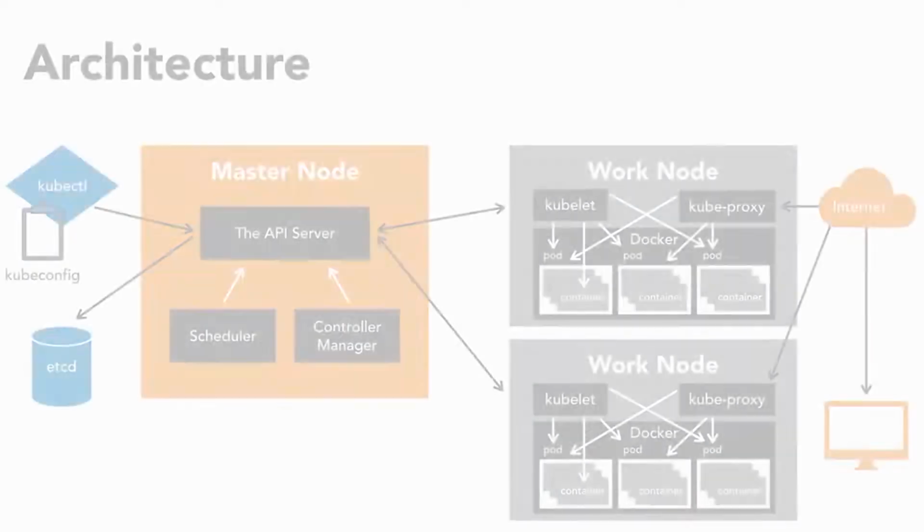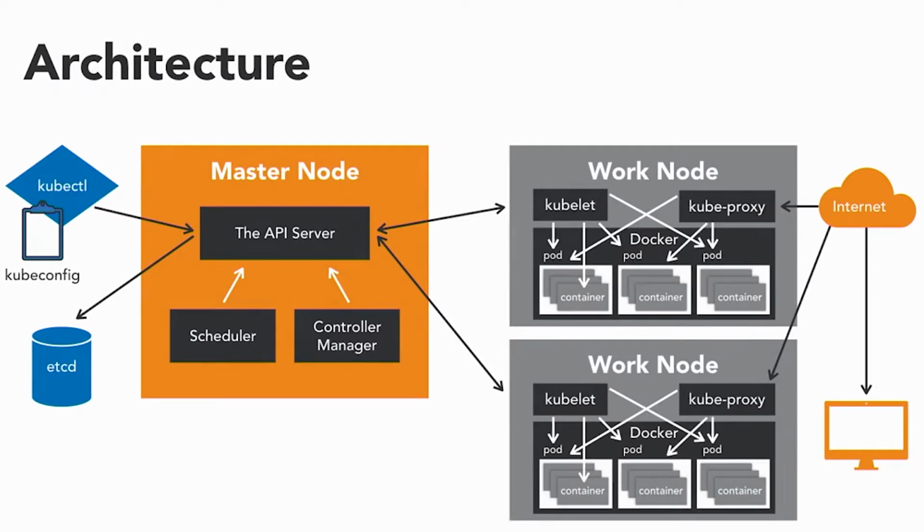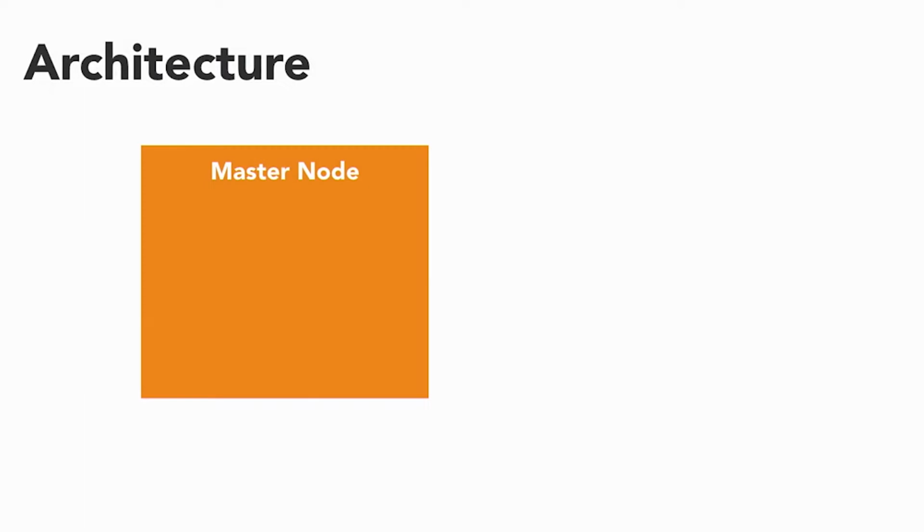Let's take a look at the entire Kubernetes cluster architecture. As you can tell, it's got a lot of boxes and even more arrows. Let's break this down and build it back up. First up, we have the master node. This guy is responsible for the overall management of the Kubernetes cluster.